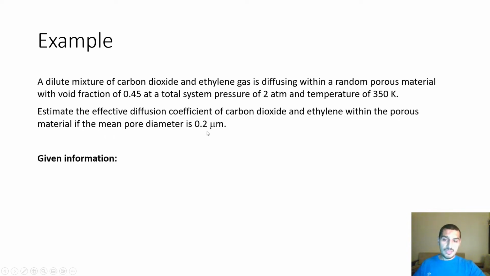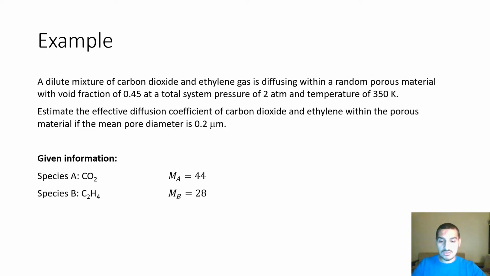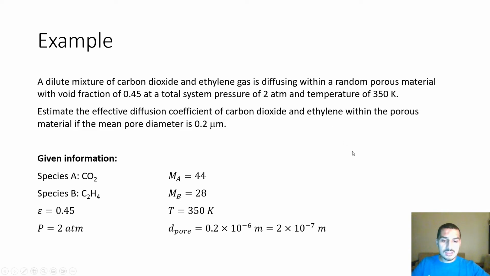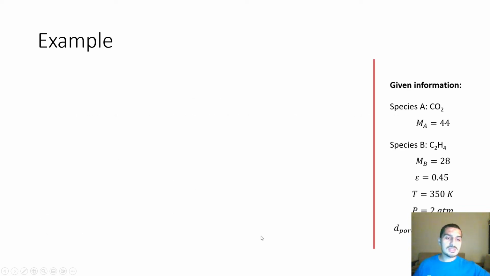So from the statement of the problem, we can say that we know the carbon dioxide and its molecular weight, we know ethylene and its molecular weight, we know the porosity, we know the temperature, we know the pressure, we know the pore diameter. It is here in meter. It's 0.2 multiplied by 10 to the minus 6 because it's a micron, so to convert it into meter we multiply by 10 to the minus 6. So this is a summary of all the information that we know.